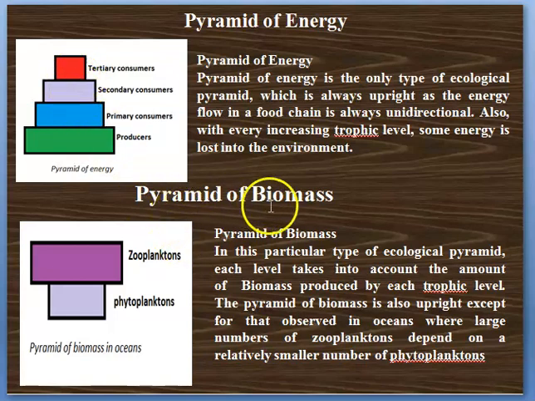Now we will see pyramids of biomass. This is a particular type of ecological pyramid. Each level takes into account the amount of biomass produced by each trophic level. The pyramid of biomass is also upright except for that observed in the ocean, where a large number of zooplankton depend on a relatively smaller number of phytoplankton. This is the ocean type, where you see more zooplankton and fewer phytoplankton.